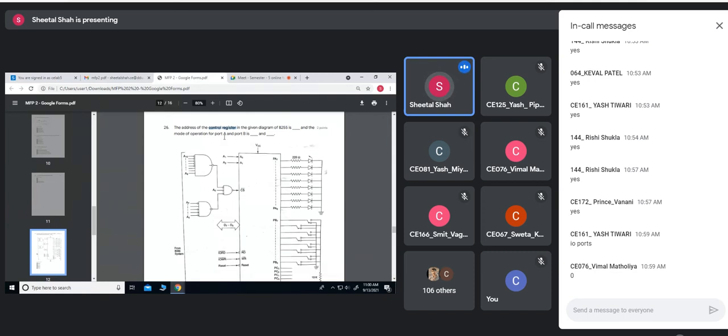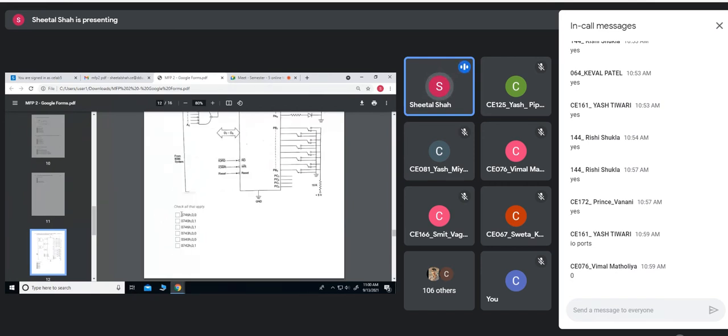But here it is asked what is the mode of operation. So both of these are in mode 0. Port A is also in mode 0 and port B is also in mode 0. So this is 0746, 0, 0, 0, 0. So that is the correct answer.